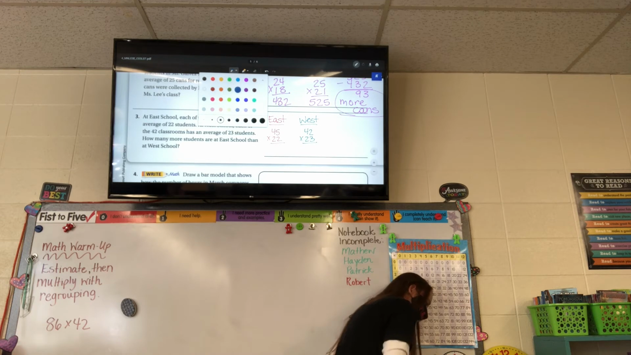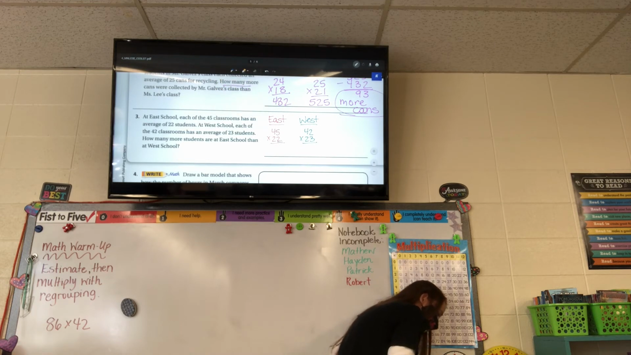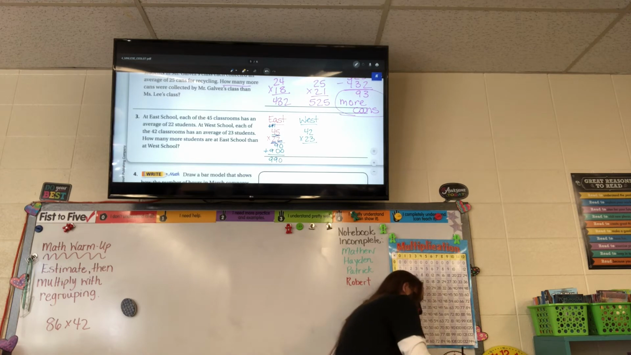Okay, first, 2 times 5 is 10. Put down the 0, carry the 1. 2 times 4 is 8, plus 1 is 9. Now cross out the 1 and do a 0 placeholder. Now 2 times 5 again is 10. Put down the 0, carry the 1. 2 times 4 is 8, plus 1 is 9. So when we add those together, we're going to get 990 students at East School.